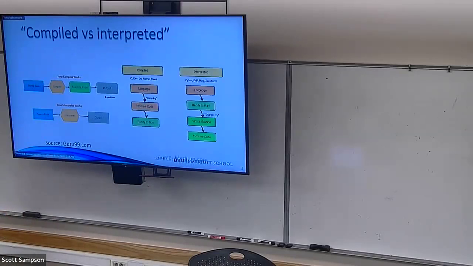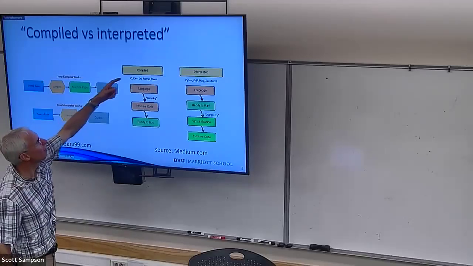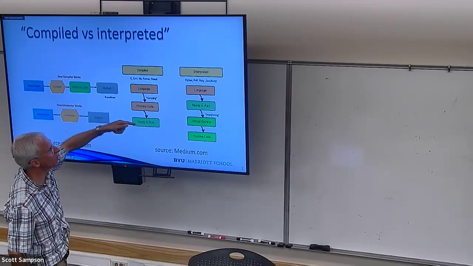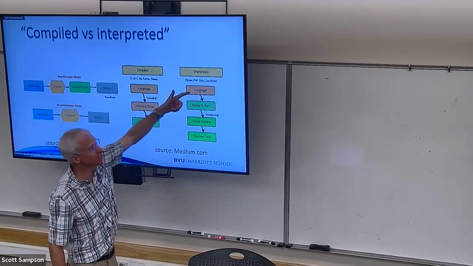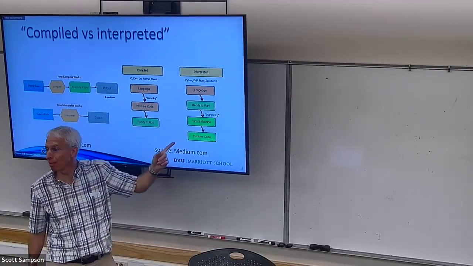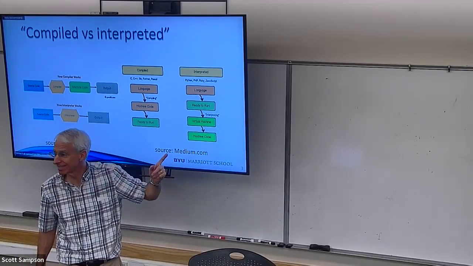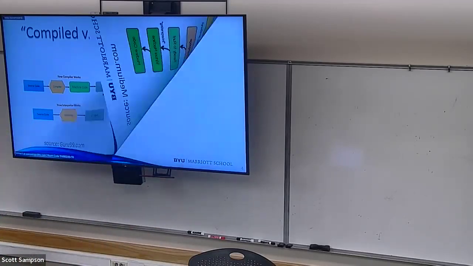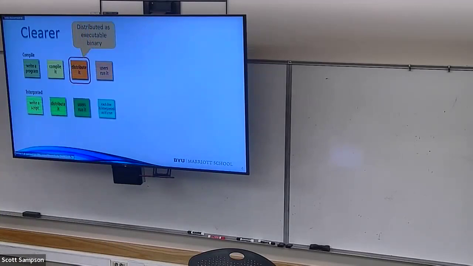So I'm very pleased about that. There's another diagram. Compiled, you take the language, you compile it into machine code, and it's ready to run. Interpreted, you have the language, it's ready to run, but it has to be interpreted at the moment it's run, line by line. Does that make sense? Okay. That's key.